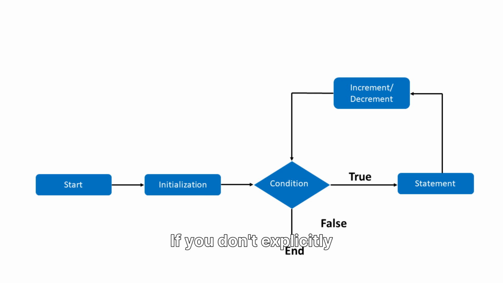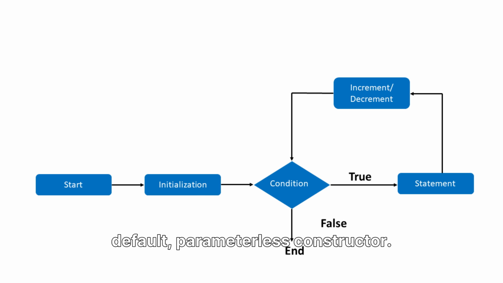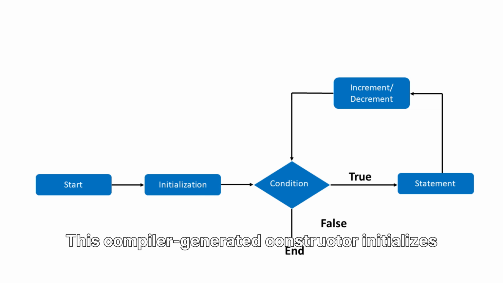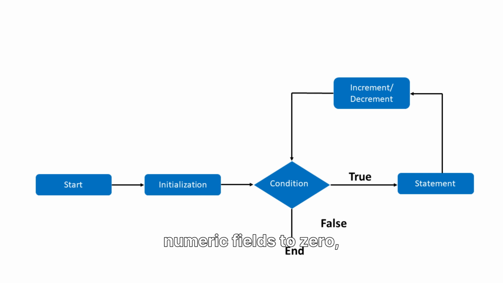If you don't explicitly define any constructors for your class, the C# compiler automatically provides a default, parameterless constructor. This compiler-generated constructor initializes numeric fields to 0, booleans to false, and all reference types, such as strings and other objects, to null, providing a basic, safe starting point for your objects.